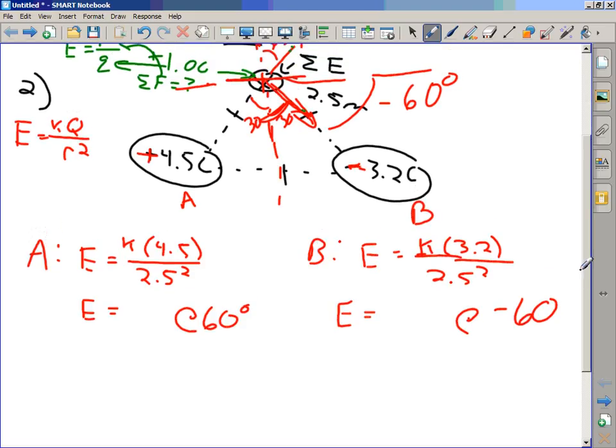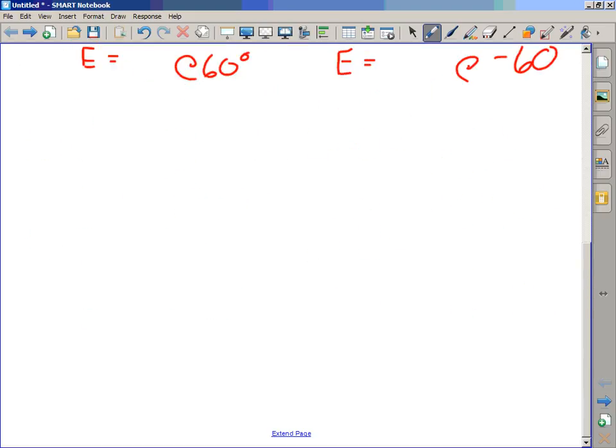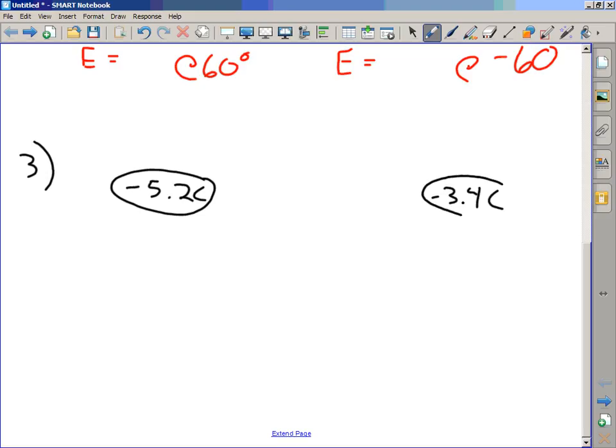What do you do with two electric fields with angles? Well, you add those vectors. Another problem that I'd like you to try, and you've seen problems like this. What am I on? 3? Okay. Let's put a negative 5.2 Coulomb guy here and another negative 3.4 Coulomb guy here.